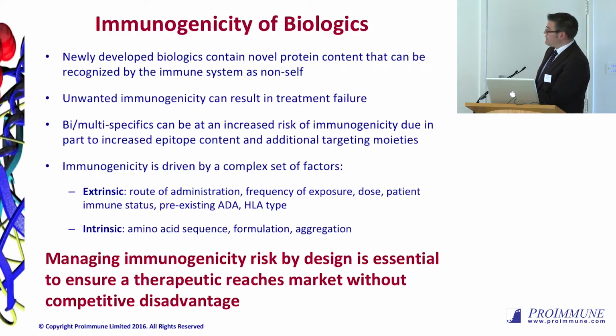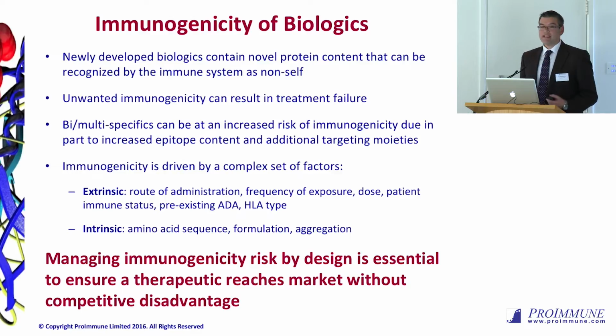The dose of that protein, the patient's immune system status, are they immune suppressed, or is their threshold of T-cell activation and overall immune activation at a different level, which means they're much easier to tip that balance that Farnaz was talking about in an area that we don't want to achieve. Is there pre-existing anti-drug antibodies against the same therapeutic, or at least elements of that same therapeutic? And also, what's the HLA type of the patient? So there's many different factors.